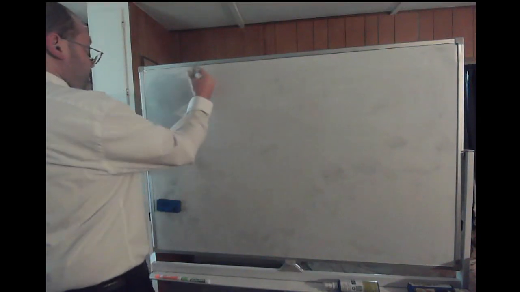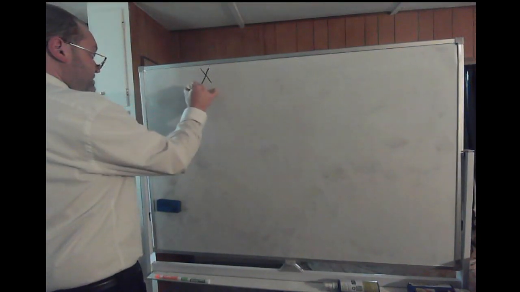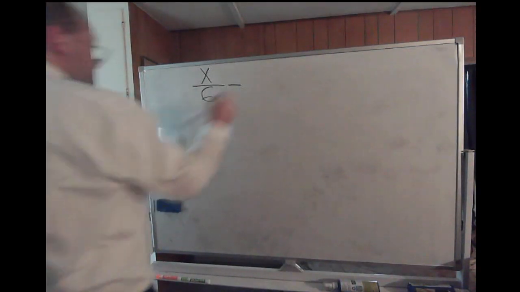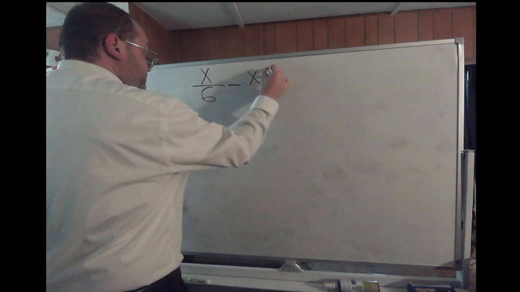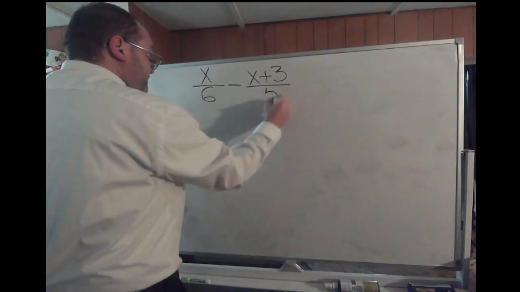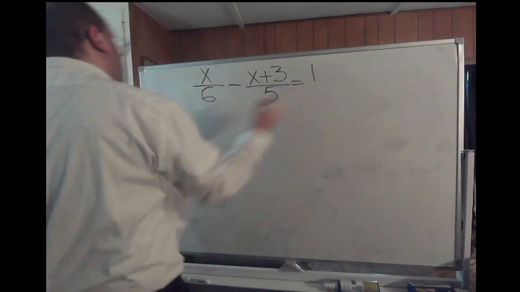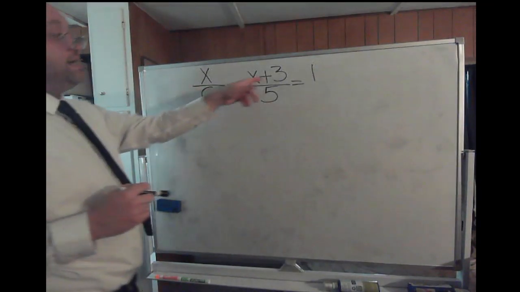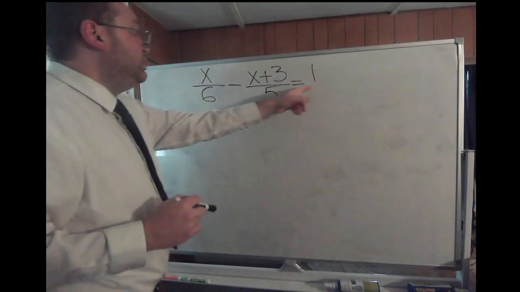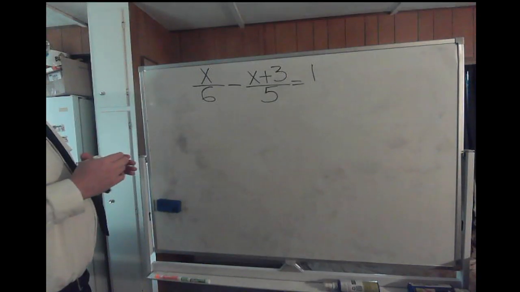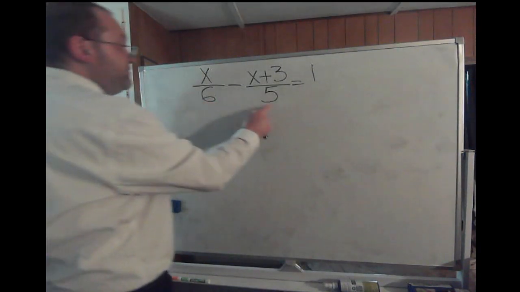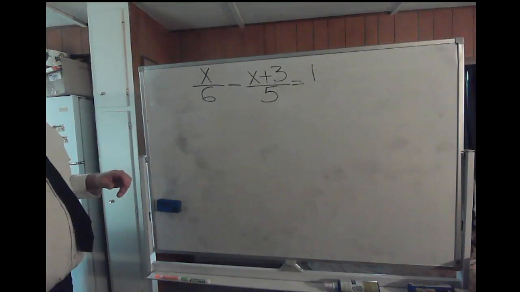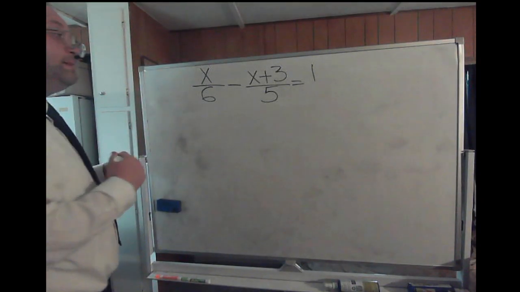All right, let's see here. We got x over 6 minus x plus 3 all over 5 equal to 1. Alright, so we got x over 6 minus x plus 3 all over 5 equal to 1. Well, we have three denominators, really. We have 6, 5, and 1. We need to find the least common denominator between 6, 5, and 1. That's definitely going to be 30, right?